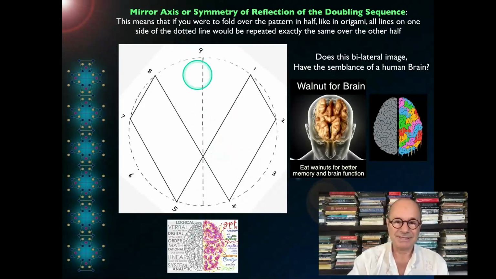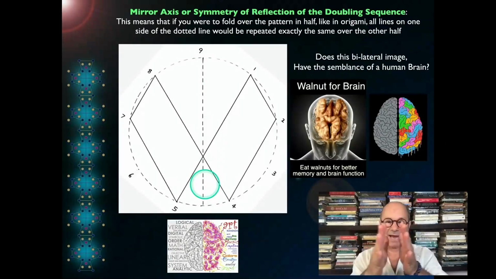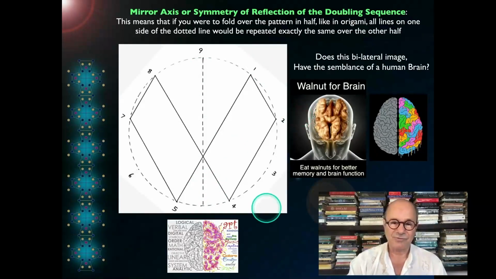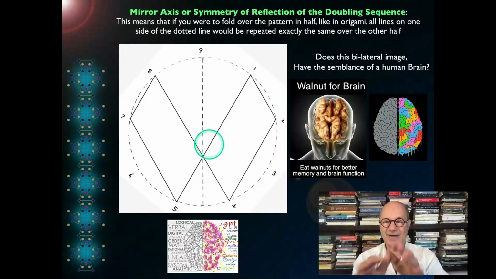Do you notice that there's a central line that reflects the yantra, the diagram for 1, 2, 4, 8, 7, 5, which can be reflected through the 9-point circle? It looks like the human brain.